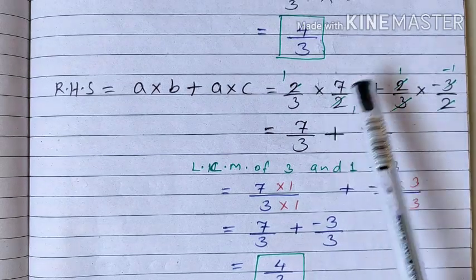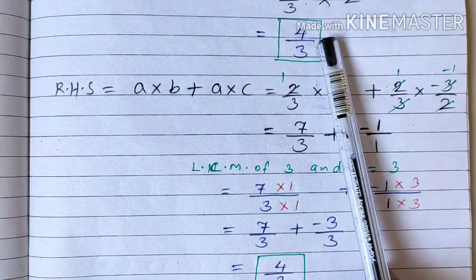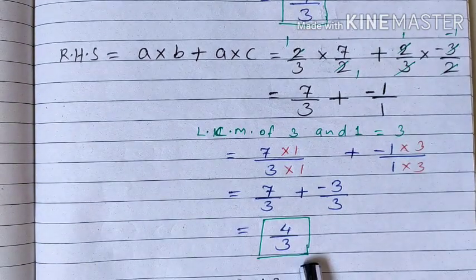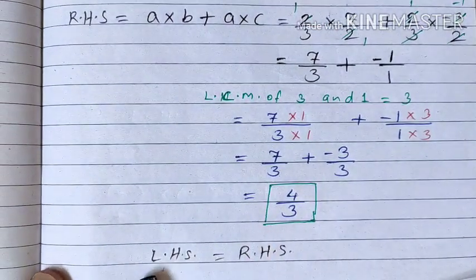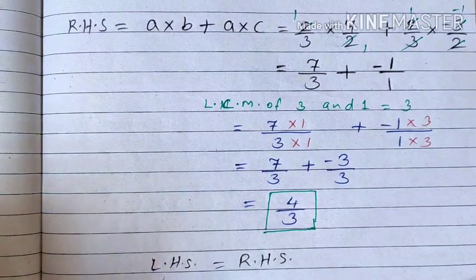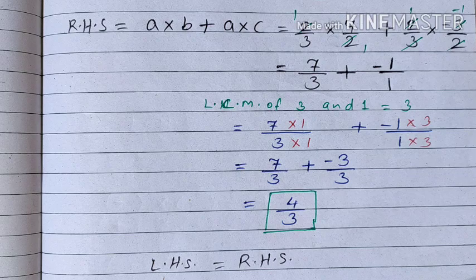And what is the value of our LHS? It is also 4 by 3. Means LHS is 4 by 3 and our RHS is also 4 by 3. Therefore we can say that LHS and RHS are equal, and therefore distributive property of multiplication over addition is verified. Okay.